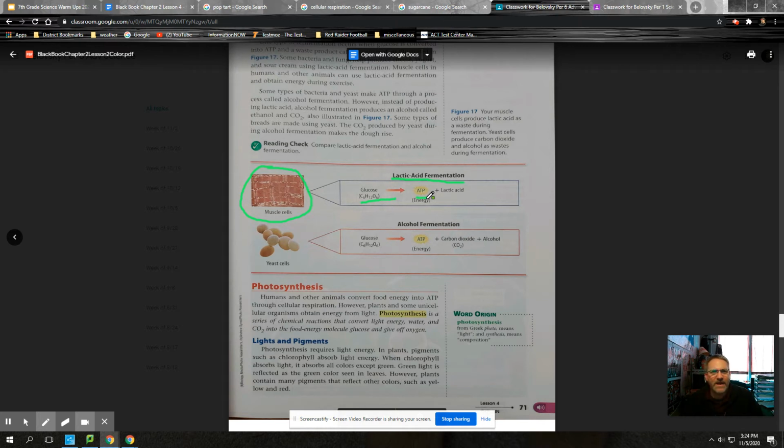And when you run out of oxygen, your muscles just don't stop working. They continue to work, but they produce ATP. It's a lot harder for it to make ATP, and another substance is created on top of it, and that is called lactic acid. Now, you're probably saying, whoa, this is super confusing. Actually, it's not. It's actually very, very easy.